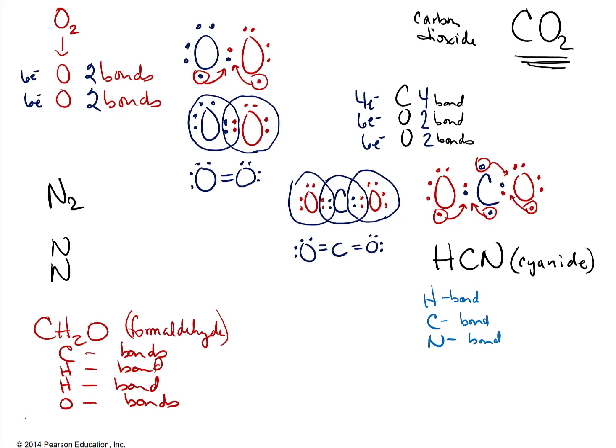So between now and Wednesday, give these 3 a try. N2, nitrogen, it's another diatomic like oxygen. CH2O, formaldehyde, preservative. And then HCN, cyanide. Okay, they're all hydrogens and nonmetals. They're all covalent. See if you can figure out what their Lewis dot structure is, and we'll do those ones first.